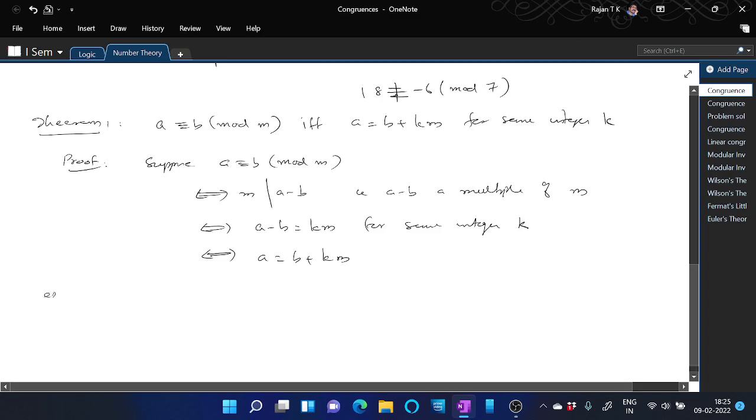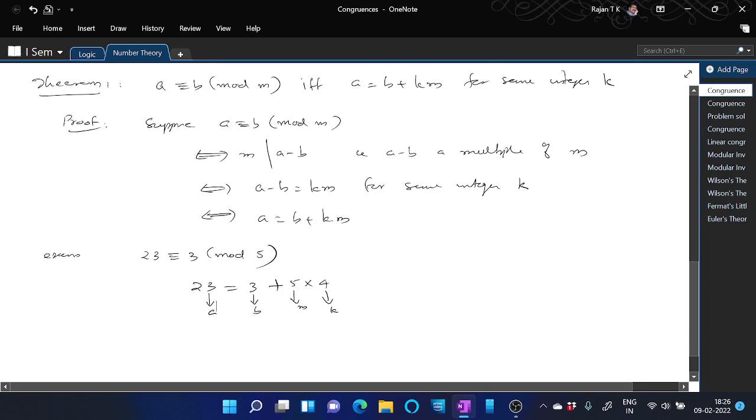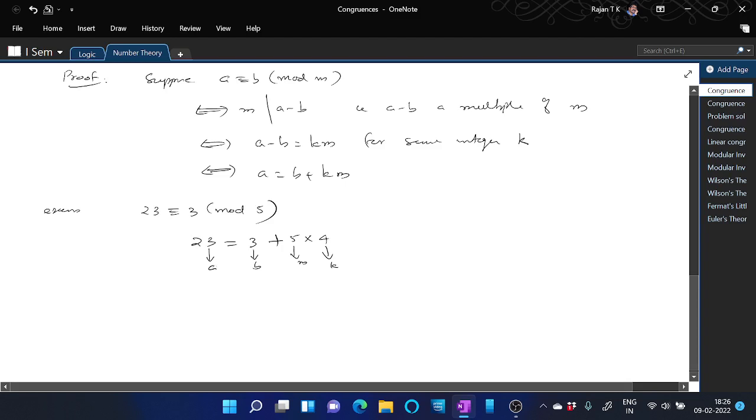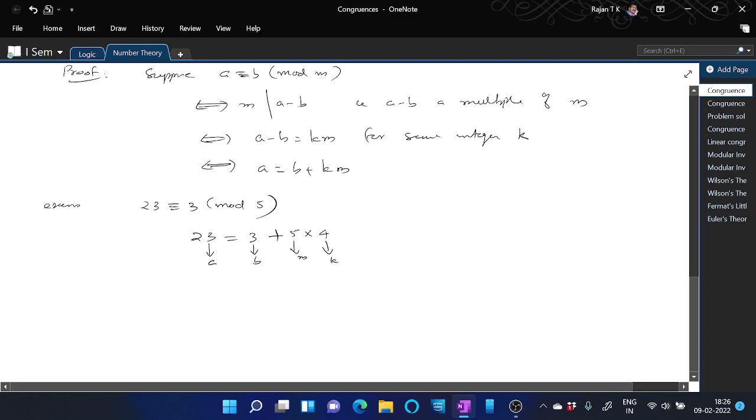For example, we have seen that 23 is congruent to 3 mod 5. And therefore, that 23 you can write as 3 plus 5 into 4. This is our k, this is m, this is b and this is a. a is equal to b plus km. So 23 is congruent to 3 mod 5, and 23 we can write as 3 plus 4 into 5.